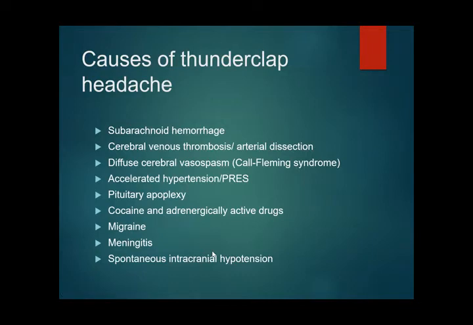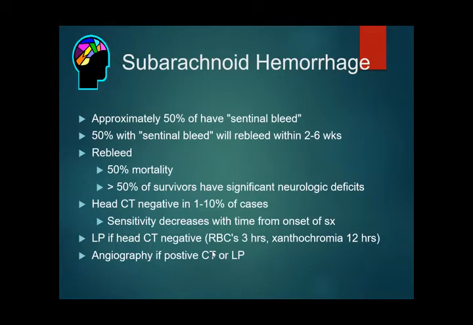Then rebleed has a 50% mortality, and more than 50% of survivors have significant neurological deficits in established subarachnoid hemorrhage. Subarachnoid hemorrhage has to be taken very seriously. And head CT can be negative in 1 to 10% of the cases, and the sensitivity of plain CT decreases with the time from onset of symptoms. And you need to do CSF studies like LP. If head CT is negative, you will get RBCs there and xanthochromia. After 3 hours, RBCs will start appearing in the CSF, and xanthochromia will appear after 12 hours.